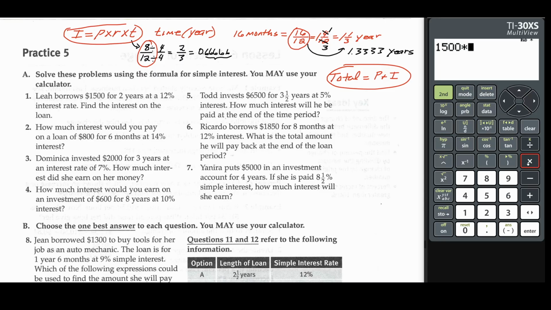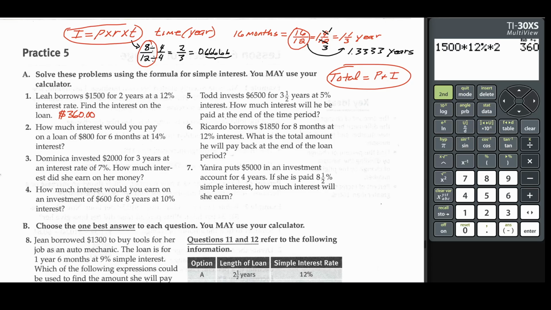Multiply that by 12%. 12. To get the percent, remember we need to press the second key and press the left parenthesis. Now you see 12% here. Then multiply that by 2 years. So just punch in 2 and enter. So that will give you 360. What that means is the interest for $1,500 for 2 years at 12% interest is going to be $360. Let's type in $360 here. So first the money sign, then the 360 dot 00. Because it's money, you may put dot 00 there.